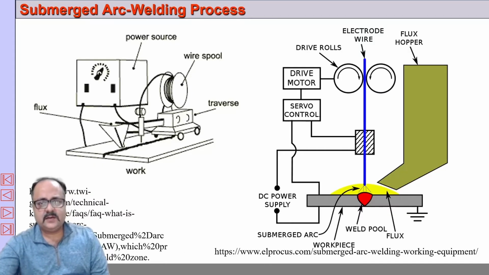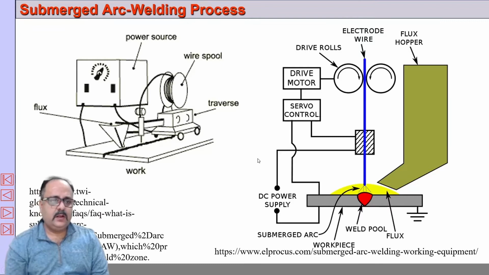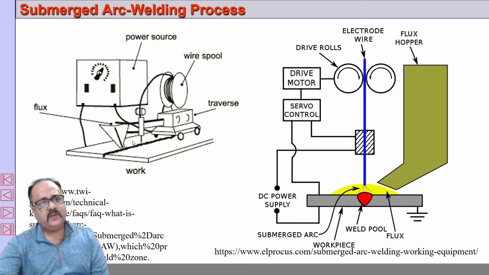So these are some figures of the same process. You can see here it will follow this, and the hopper deposits the fluxes. This is the power source, which is separate.